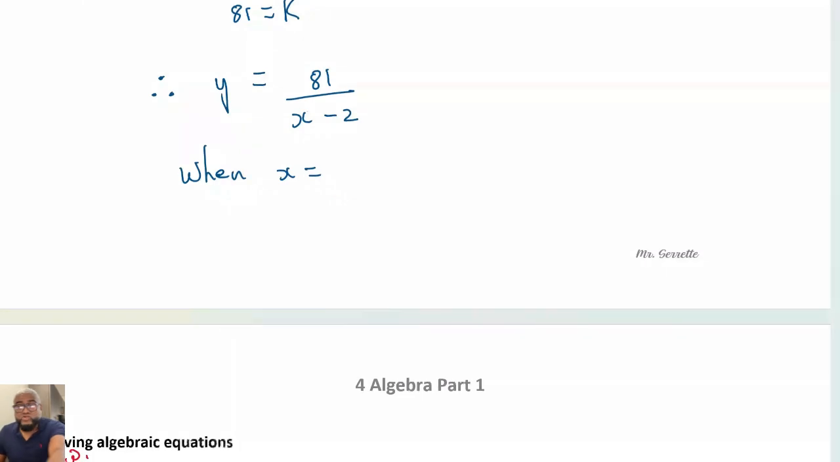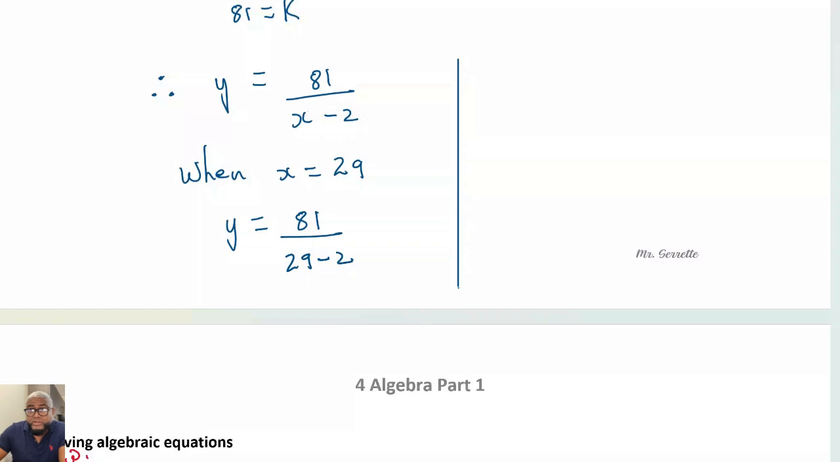These questions are so amazing, right? So when X is equal to 29, Y will be equal to 81 divided by 29 minus 2. What is 29 minus 2? Right? So I'm going to put Y is equal to 81 divided by 27, which will give me what? 3. Boom, bam.